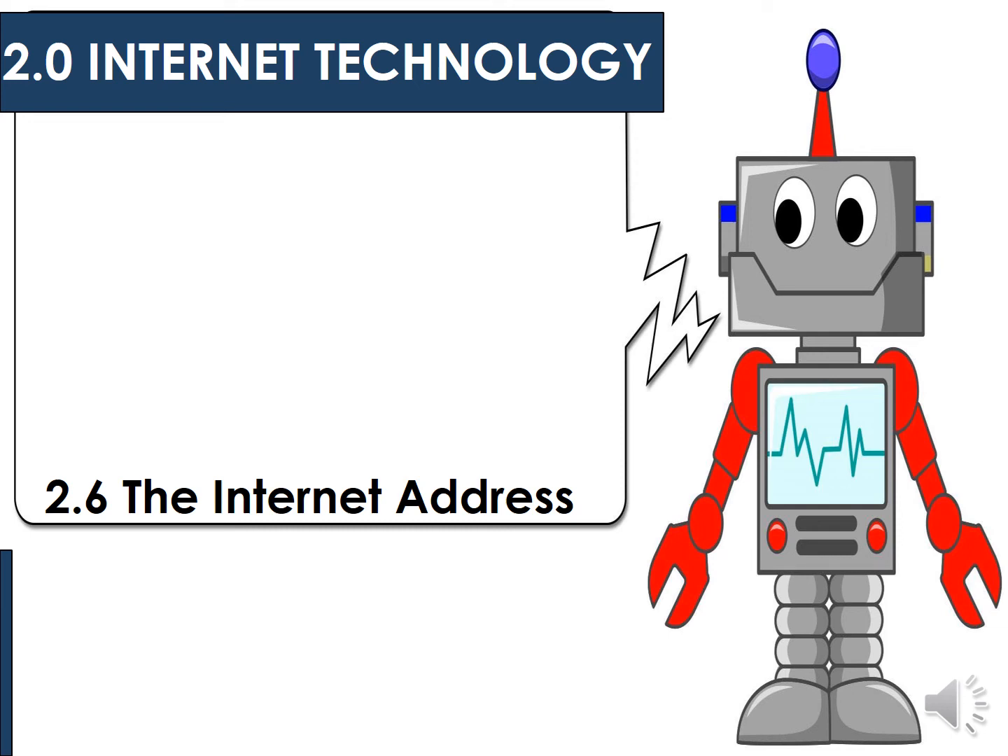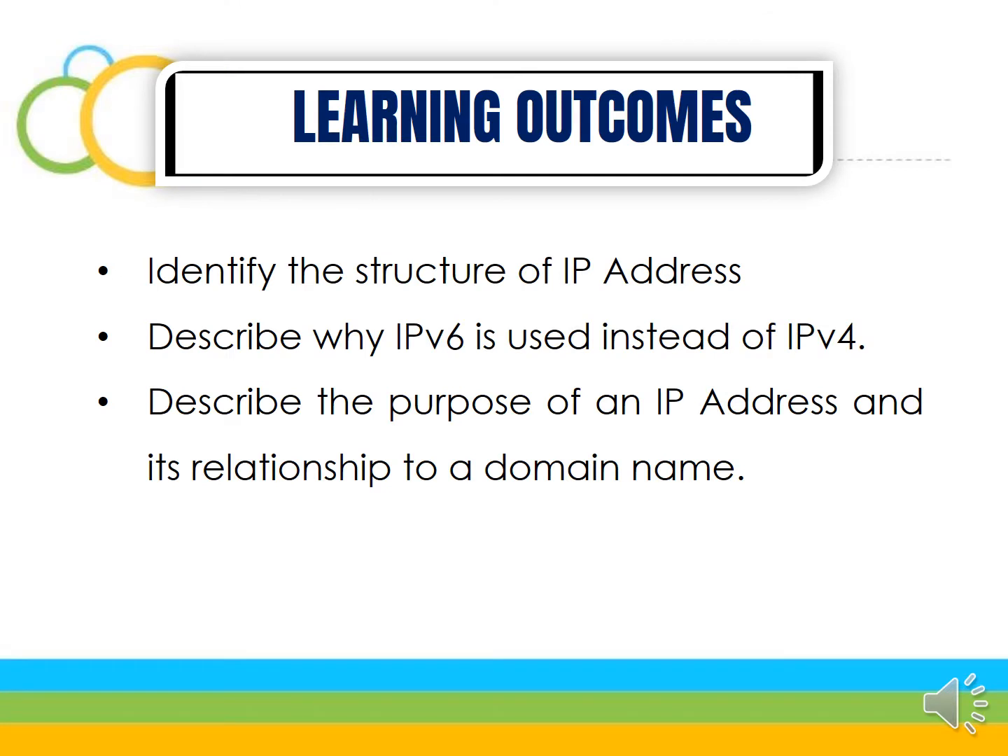Everyone. Today we are going to learn subtopic 2.6, that is the internet address. Here are the learning outcomes. First, you can identify the structure of an IP address. Second, you can describe why IP version 6 is used instead of IP version 4. Finally, you can describe the purpose of an IP address and its relationship to a domain name.